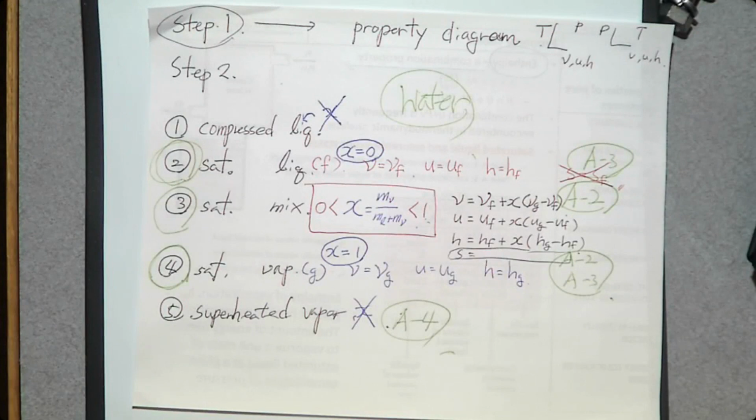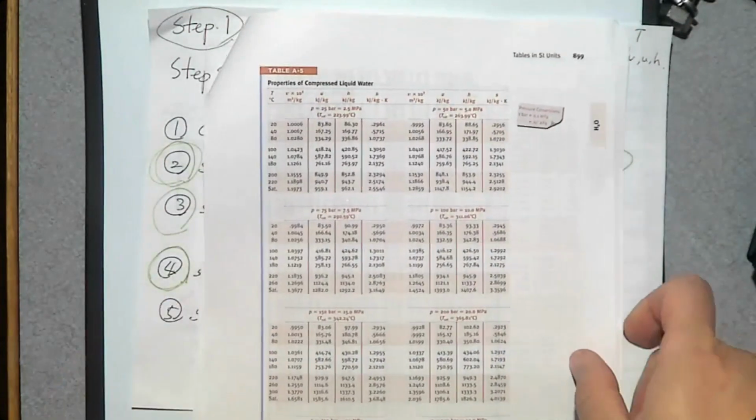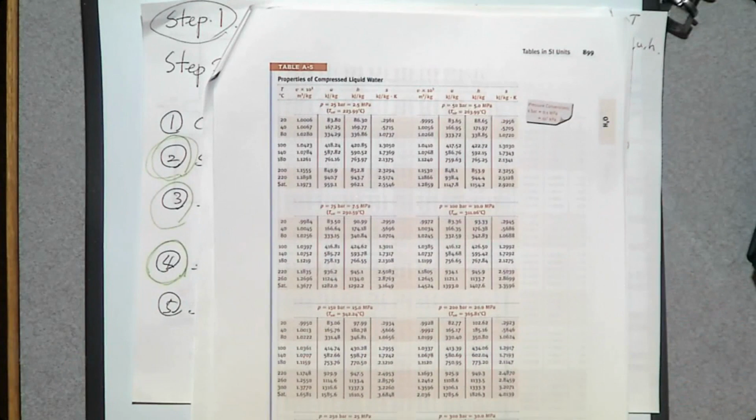Then, isn't there a table for compressed liquid? Yes, just this one page. We have 2.5 megapascal, 5 megapascal, 7.5, 10 megapascal, 15, 20. So one thing you can notice is that, oh, those pressures are pretty high.